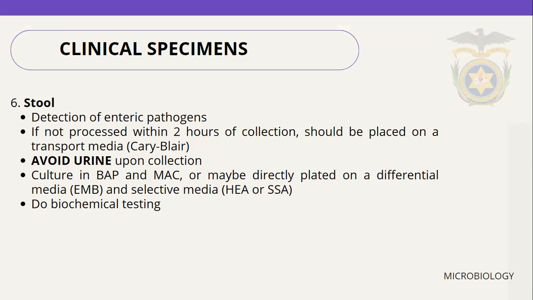When we culture stool, we often use BAP and MAC, or it may be directly plated on a differential media like EMB, and selective media like Hektoen enteric agar or HEA, or Salmonella-Shigella agar or SSA. And we should always do biochemical testing when there's a stool specimen coming into the microbiology department or the laboratory.